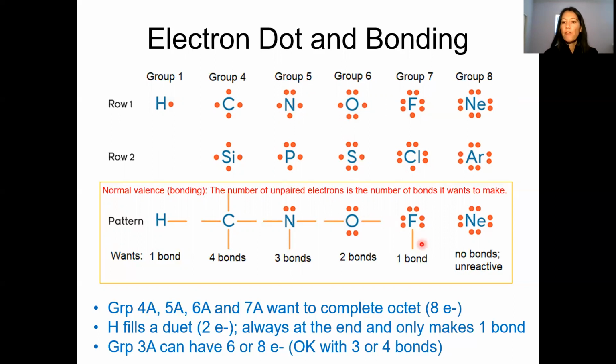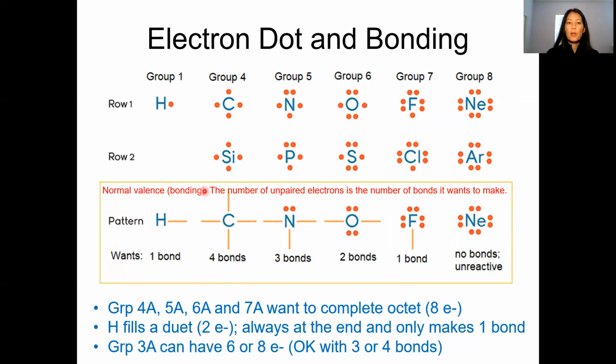So the halides will form 1 bond, and then the inert gases, noble gases, those already have a full octet, so that's why they're primarily inert. So all of these want to form 8 electrons around them or complete what's called an octet. Hydrogen only can have a max of 2, we call it a duet, and it's always a terminal or end atom for a molecule because it can only form 1 bond.